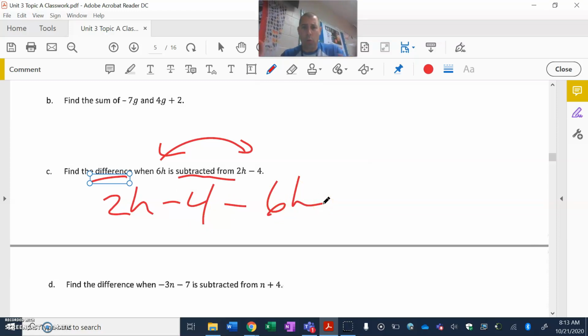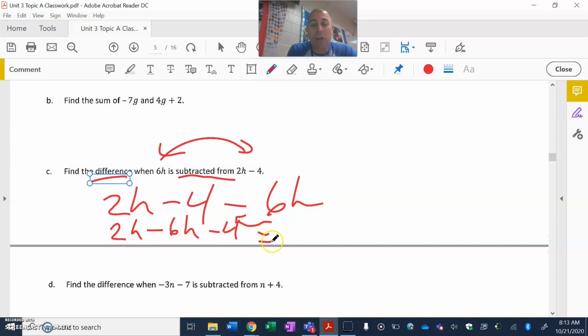All right. We can move things around in an addition and subtraction problem as long as we keep the sign. So this 6h, if you look to the left, that subtraction means it's negative. So I can rewrite it as 2h minus 6h minus 4, as long as the sign travels with it to the left, we're fine.